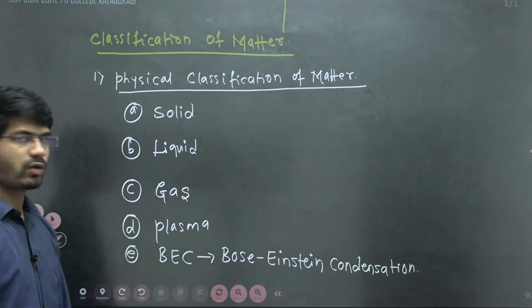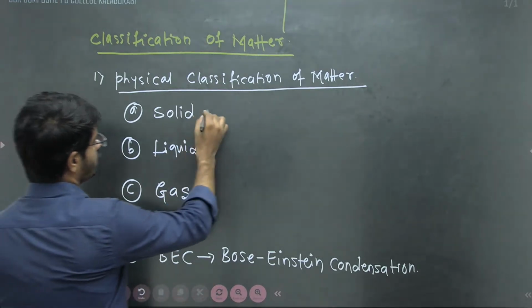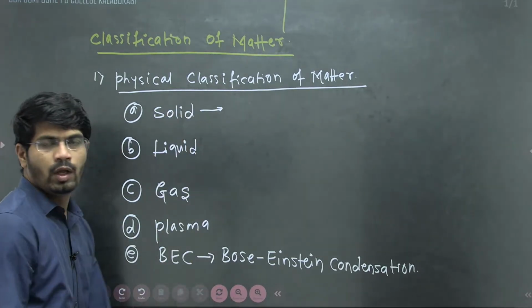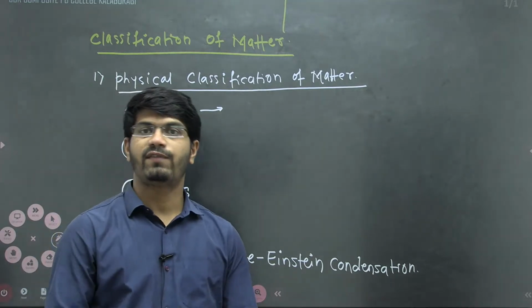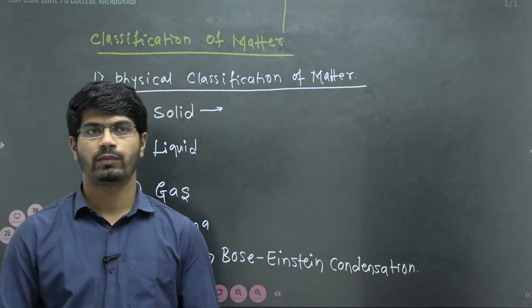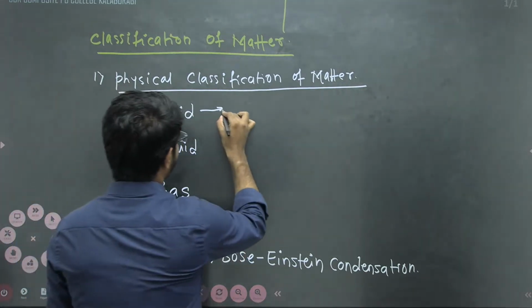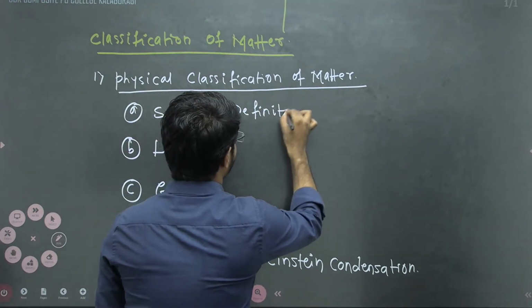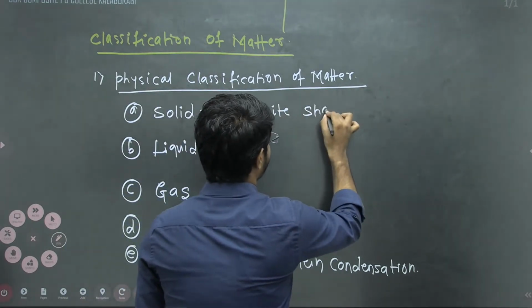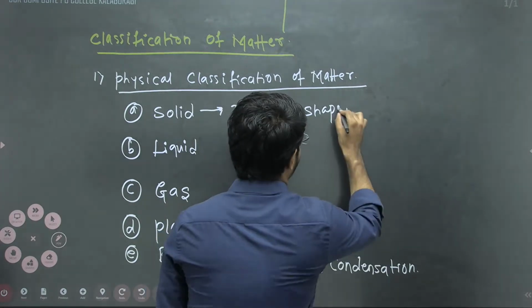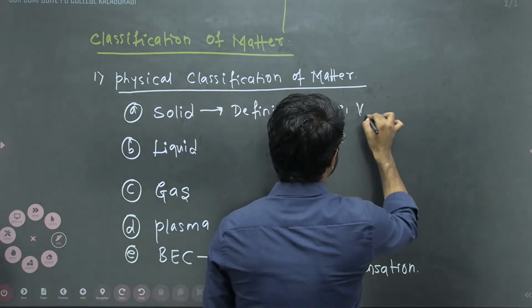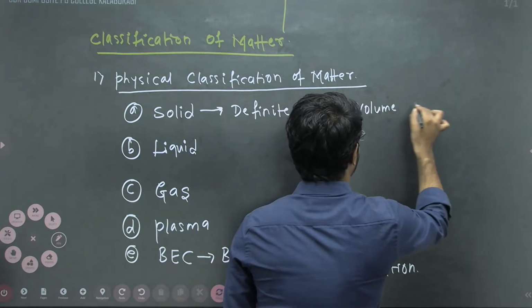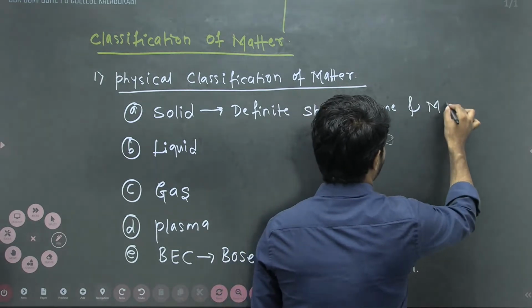What is this? We'll come across now. First, solids. Solids are those which are having definite shape, definite mass, and definite volume. Solids have definite shape. We can say they have definite volume and definite mass.